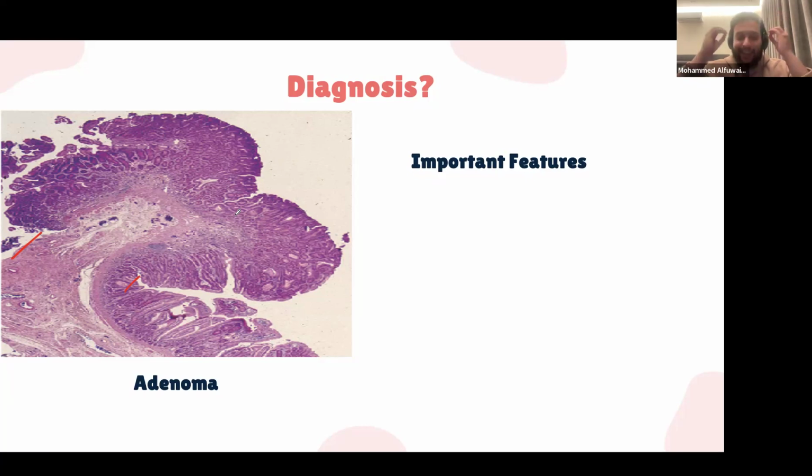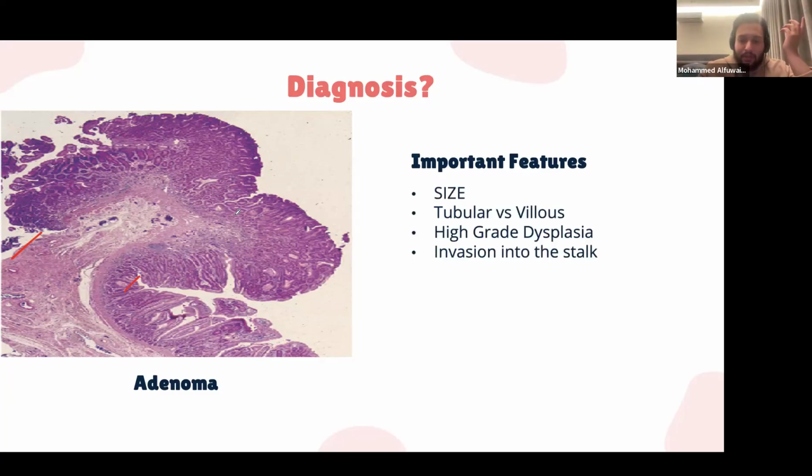Size. Okay, the size. The size is super important. Good. There is a cutoff, I think above 2 centimeters has an increased risk by 30%, I believe, to develop cancer. But anyways, the size, that's number one. If it's tubular or villus, villus is worse. The invasion to the stalk, as one of the colleagues mentioned, perfect. And lastly, if it has high-grade dysplasia. By definition, these polyps will have dysplasia, degree of dysplasia. If it's high grade, this is worse. Okay? So that's pretty much it.